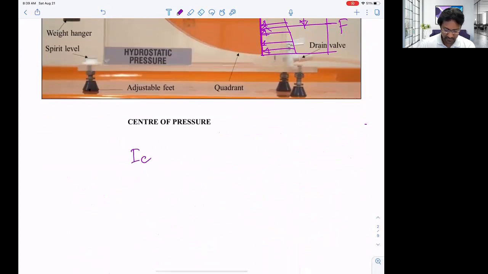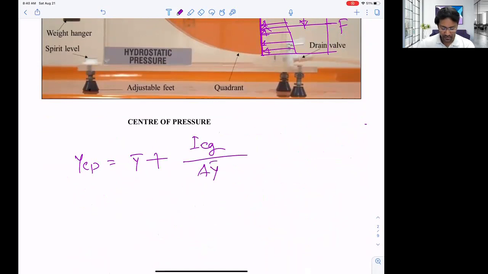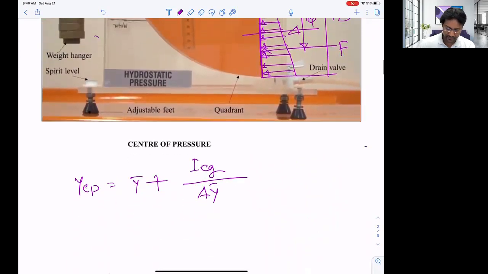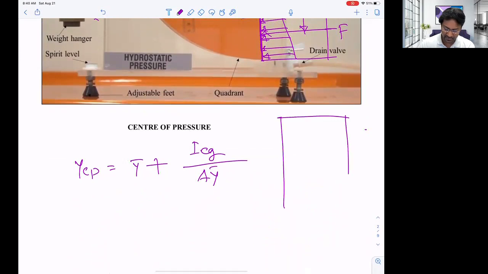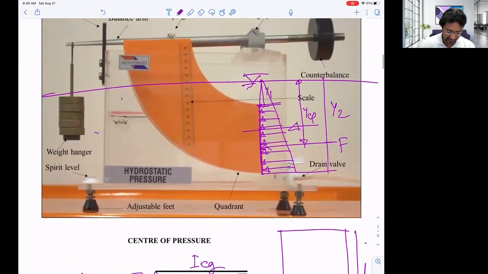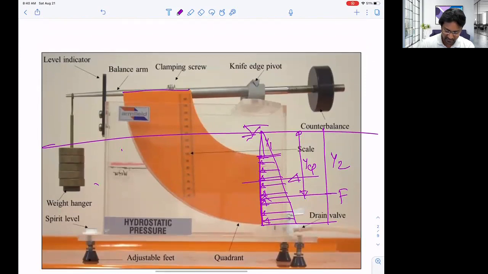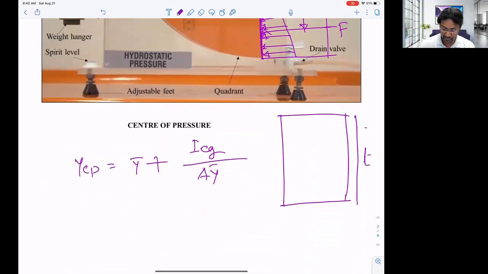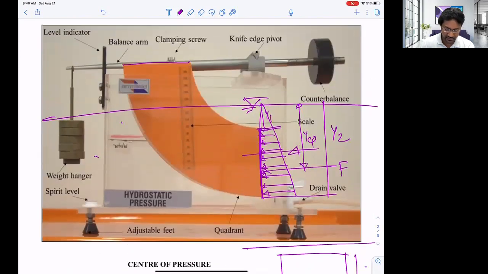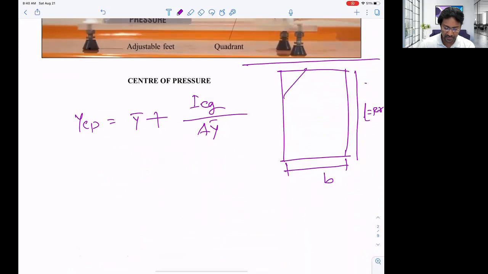Now yCp is equal to y bar plus ICG over a y bar. If the section is fully submerged, since the section is like this, we know the length is L, means height is L, for example. That's why we call it length, because this is length and same as the height. So we are calling it L. We know this L is equal to capital R minus small r, and that is the B. If it is fully submerged, water is here, then for the calculation, we'll only assume this box.